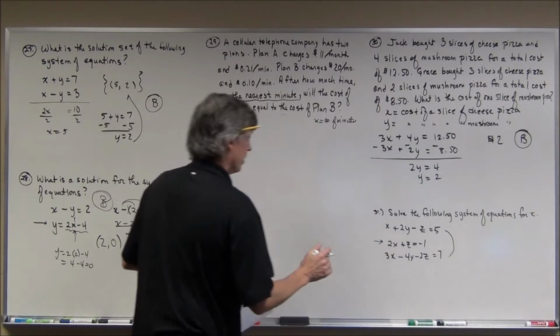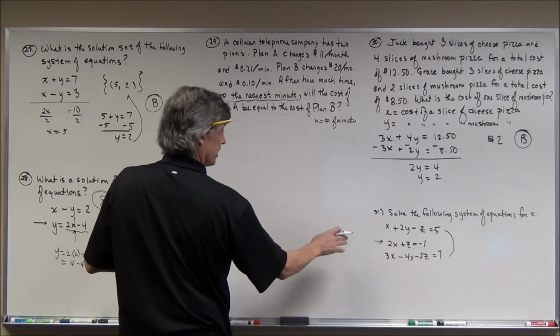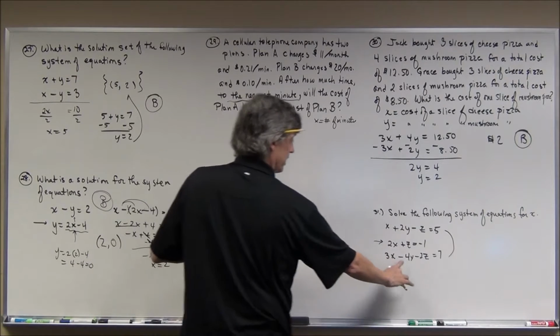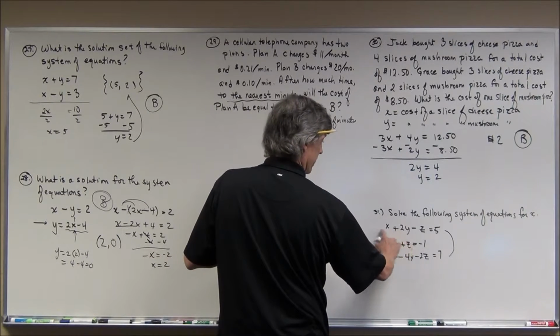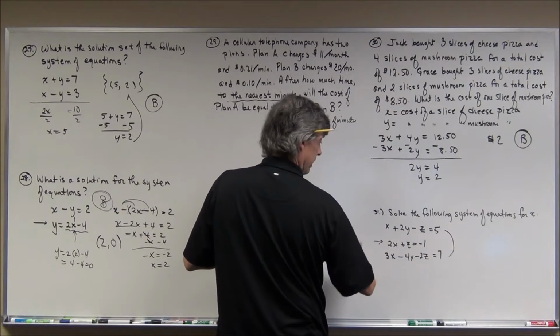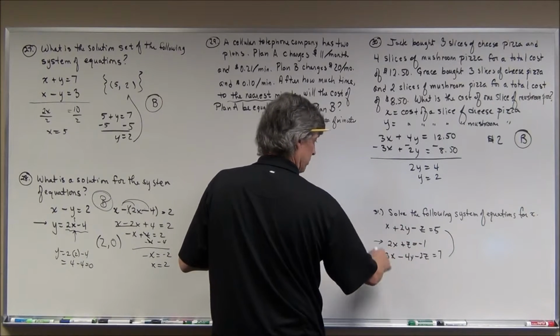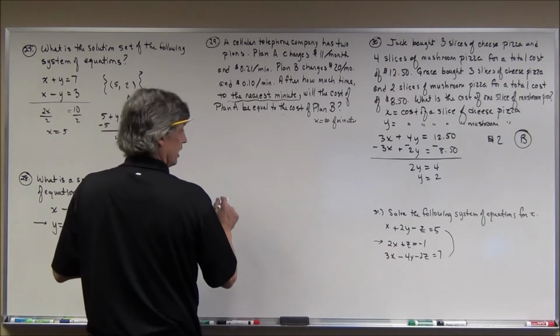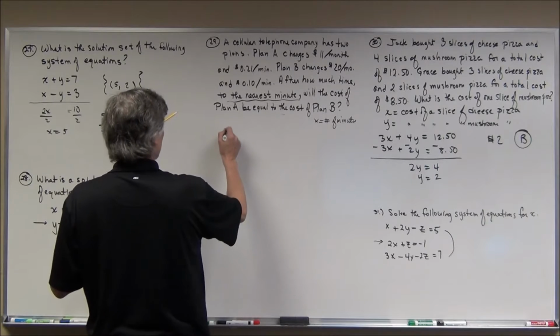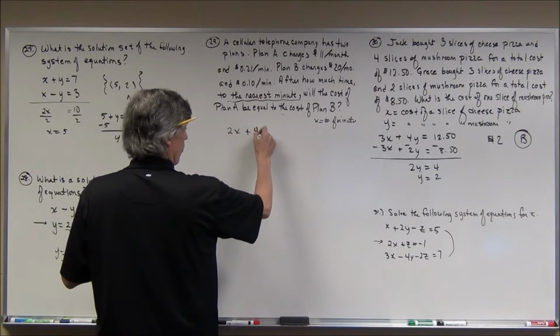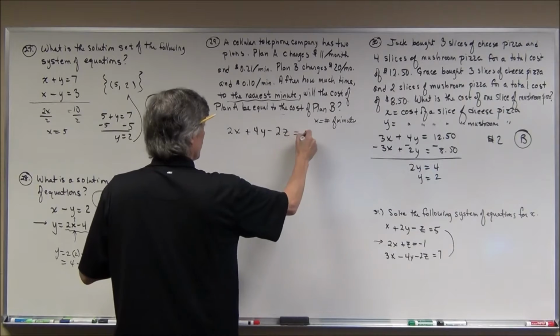So what I'm going to do here is leave the bottom equation the same because it's got a minus 4y, but I'm going to multiply this one through by 2 to get a plus 4y, so I can get those y's to cancel. Ignore the middle guy for just a second. If I multiply the top one through by 2, I get 2x plus 4y minus 2z equals 10.